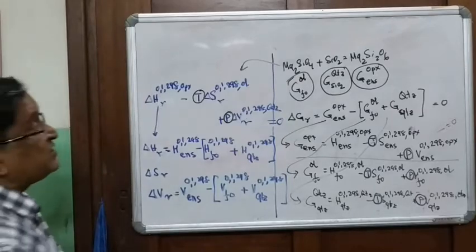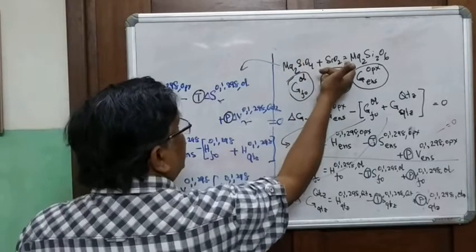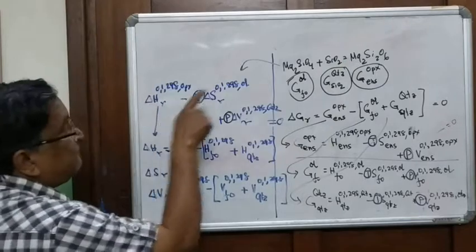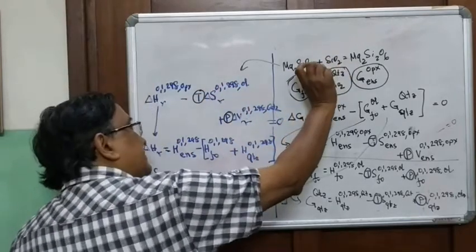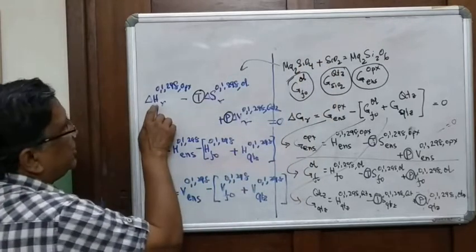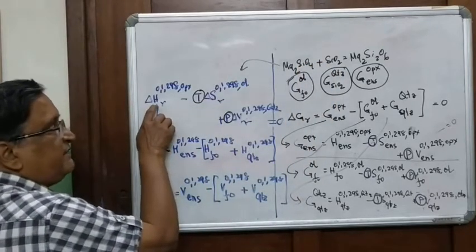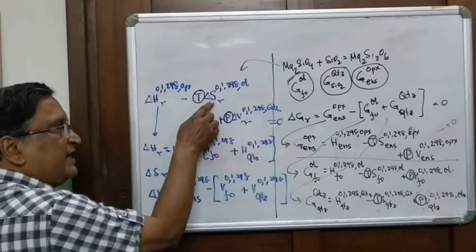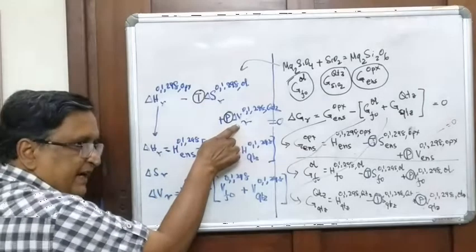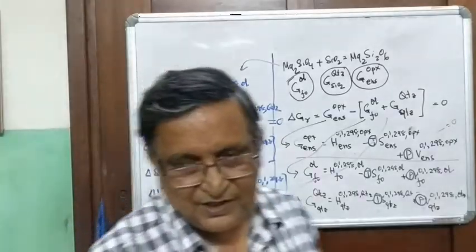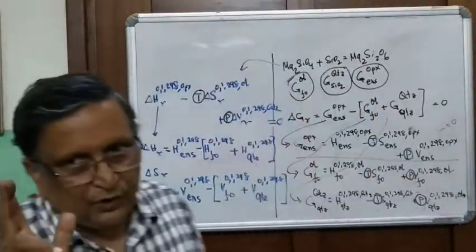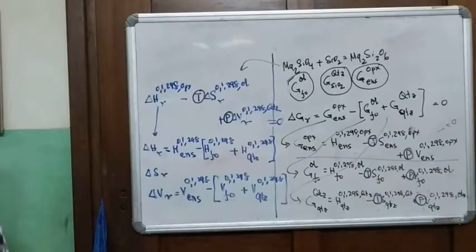It does not matter if you have reversed the reaction. Since it's equal to 0, you can reverse the reaction, in which case your delta H R will become negative, delta S R will become negative, delta V R will become negative, but all negative, and it becomes the same expression. Only thing, you have to be careful, you have to write the equation first.